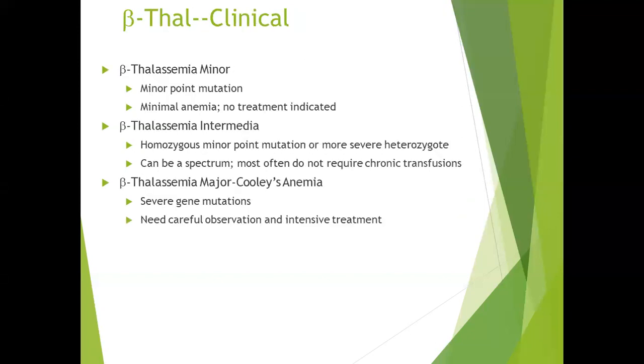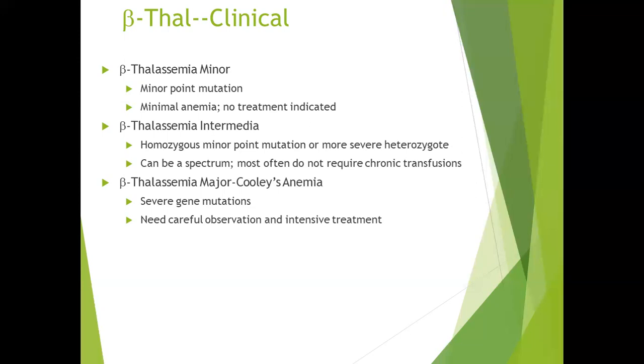So what are the clinical features of beta thalassemia? Beta thalassemia minor, in which there is minor mutation, minimal anemia, and no treatment is indicated. They are also called carriers because they can transmit the disease, but they are not that much affected by it. Most of the time, they are diagnosed accidentally. They present with minimal anemia. Most of these patients receive iron supplements multiple times for their anemia. So it's a minor form.